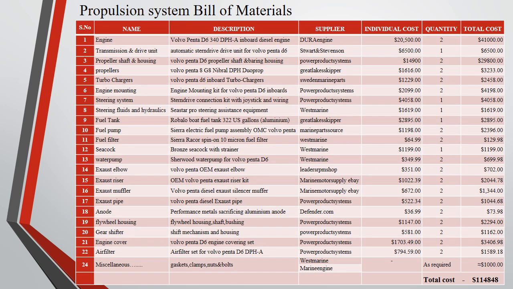The following bill of materials for the propulsion system was produced by Ishwar, where we included the engine to start off down to the smallest part, as small as the air filter and other miscellaneous items. We have the supplier for all those items, their individual cost, number of items, and then the total cost. And the sum of the total cost came down to be $114,000 approximately.